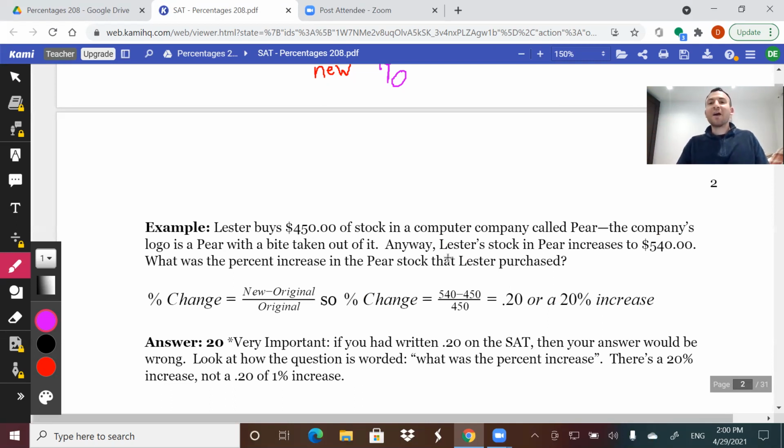All right. Anyway, Lester's stock in Pear increases to $540. What was the percent increase in Pear stock that Lester purchased? Okay, so think about it. The original is 450. The new amount is 540. We want the difference between the two divided by, key thing, the original. The original amount was 450. That's what it was originally worth. So we get 0.20. His stock increased by 20%.